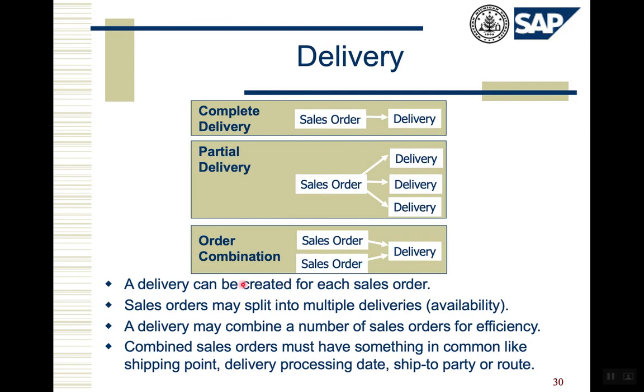A delivery can be created for each sales order, and we can also break these things up so we can create multiple deliveries. We can't do the complete order, but we can do a partial delivery. Or conversely, I can take a whole bunch of orders and combine them together onto one delivery for efficiency's sake. So all of this data will come together, and we can do one to one, one to many, or many to one.